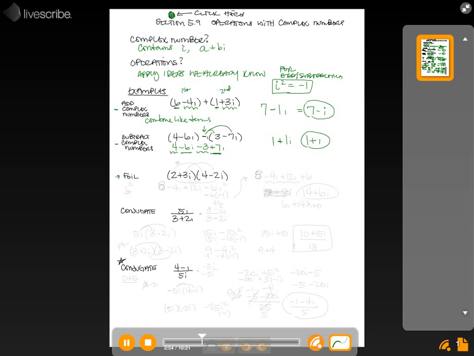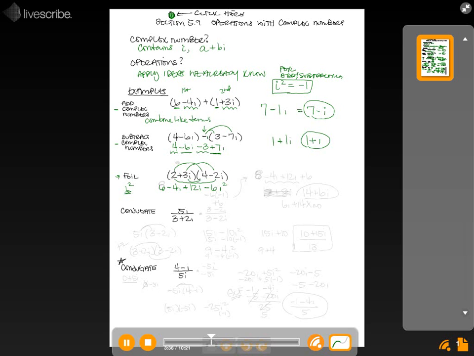Next idea, FOIL. FOIL stands for, again, first, outside, inside, last. And I will warn you on this one, you most likely will get an i squared, so you're going to have to switch that out. We have 2 plus 3i times 4 minus 2i. So we do the first. 2 times 4 is 6. The outside, 2 times -2i is -4i. The inside, 3i times 4 is plus 12i. And then 3i times a -2i gives us -6i squared. i times i is i squared. So we did get an i squared here. We're going to have to switch that out.